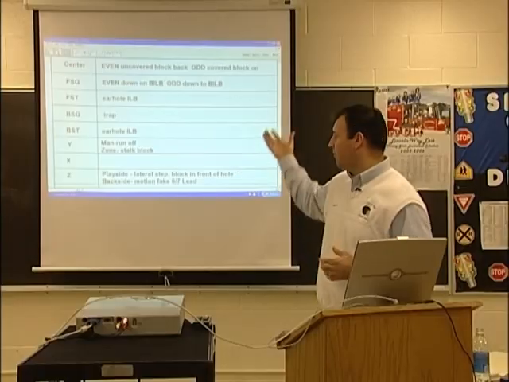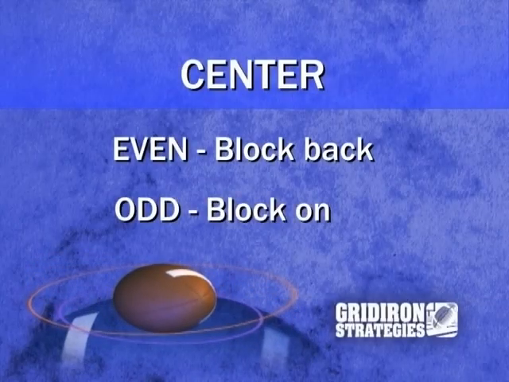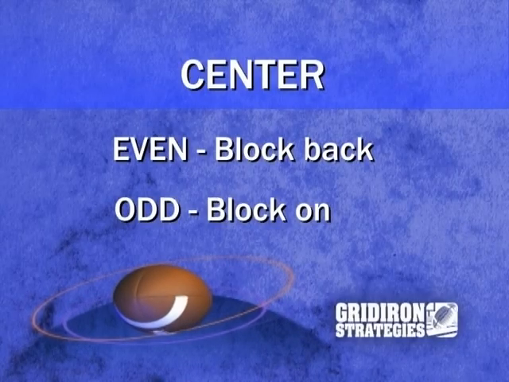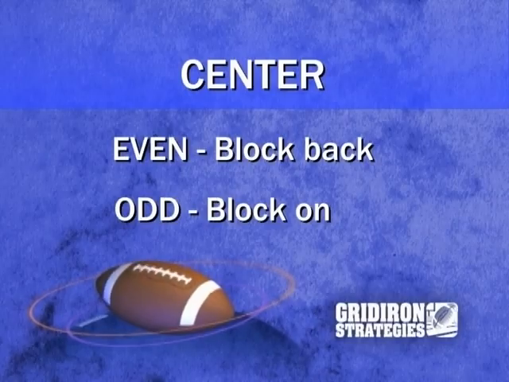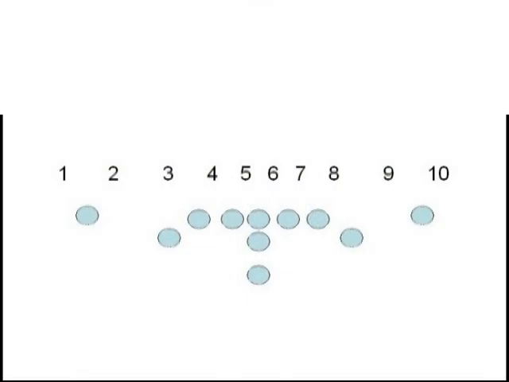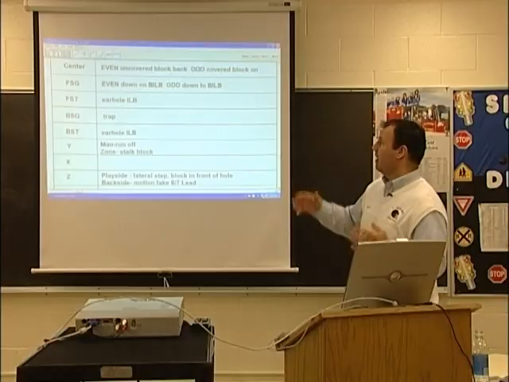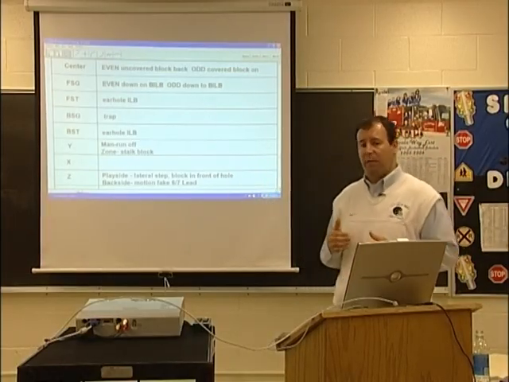Let's take a look at some of the verbiage we used by our positions. Our center in this particular play is blocking back. Okay, so if we're running one trap, he's blocking to his right, away from the hole. Our hole numbering system, briefly, is odds to the left, evens to the right. So in this particular play, he's blocking back. Versus an odd front, he's going to block on. And you'll see the two fronts, we'll show it.